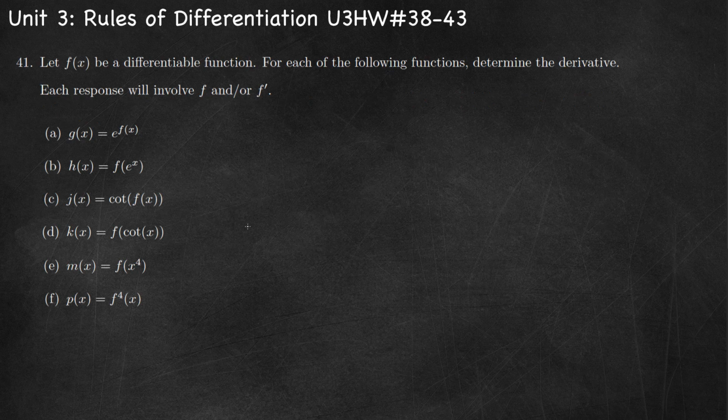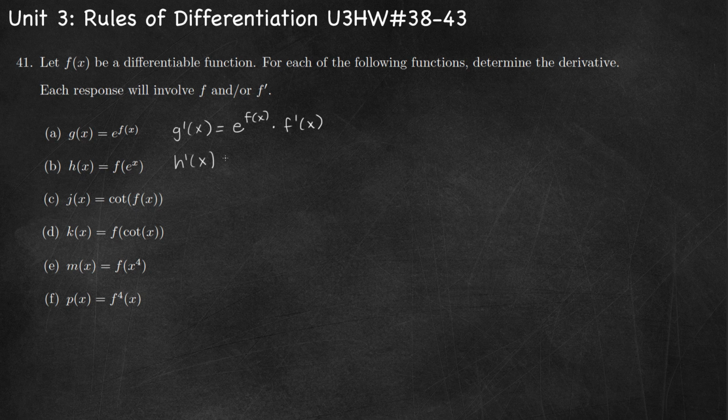41. Let f of x be a differentiable function. For each of the following, determine the derivative. Part A, g of x equals e to the power f of x. So our derivative, g prime of x: g is in the form of e to the power stuff. So the derivative of e to the stuff is e to the stuff times the derivative of the stuff. And since we don't have specific functions for f of x, we're just going to have to leave our answer in this form.